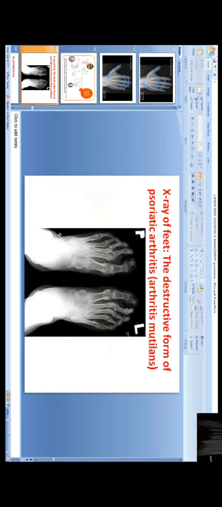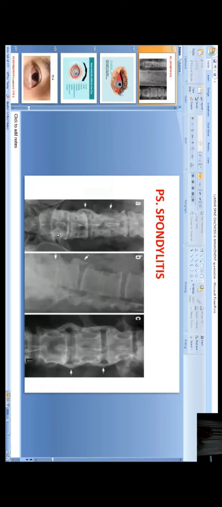X-ray of the feet, destructive form of psoriatic arthritis, mutilation. The destructive form is otherwise called arthritis mutilans. You can see joints are getting eroded or damaged totally. Psoriatic spondylitis. Here also you can see bamboo spine.